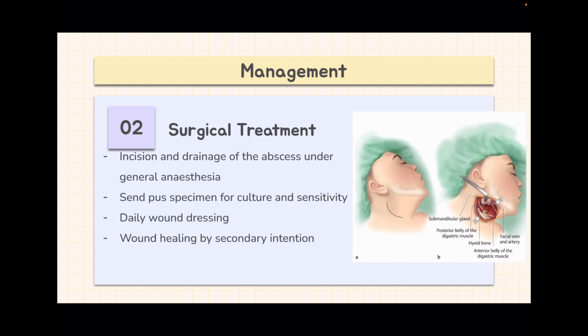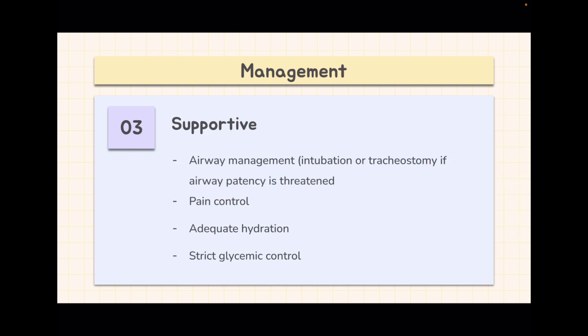For surgical management, we can do incision and drainage of the abscess under general anesthesia, and we can send the pus specimen for culture and sensitivity, and also perform daily wound dressing to prevent infection. Wound healing can be done by secondary intention. For supportive management, airway management can be done by intubation or tracheostomy if the airway patency is threatened, and pain control, as well as adequate hydration if the patient is having poor oral intake, and also strict glycemic control.